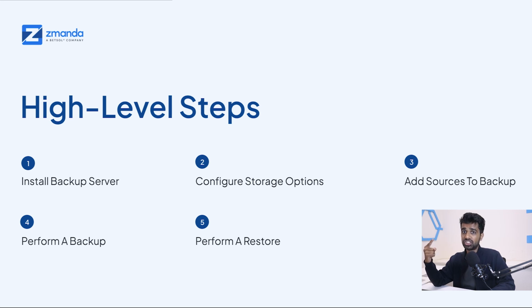If you have been following along this video series, there are 5 steps we have been walking through. The first step was installing the backup server. The second was configuring the storage, where we use NAS as our storage target. The third step was adding the sources to backup, like Windows and Linux, where we install the Zmanda clients. We then performed a backup, and now we will perform a restore. This video is also a great reference for restoring data at any time in the future.